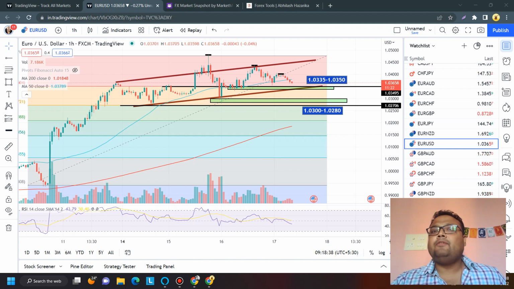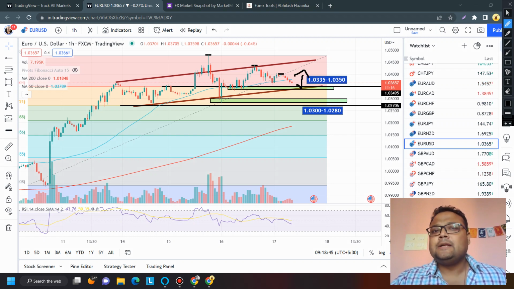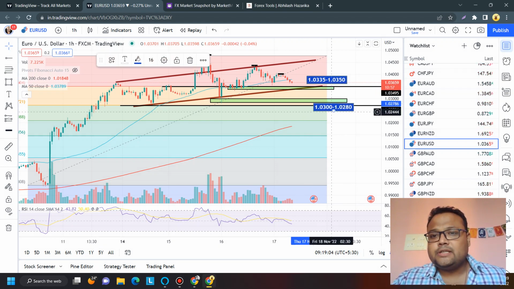That's why volatility will play a big role. If the market remains slow and dull like this, you can expect a bounce. But in case volatility comes, and the market shows a big red candle, then obviously the market will break this structure, because we can clearly see that the number of sellers is increasing slowly here. In that case, you can expect the market to bounce from the next support level of 1.0300 to 1.0280.